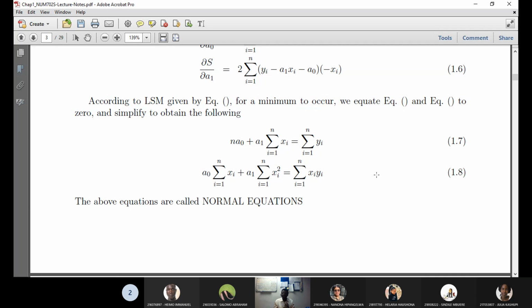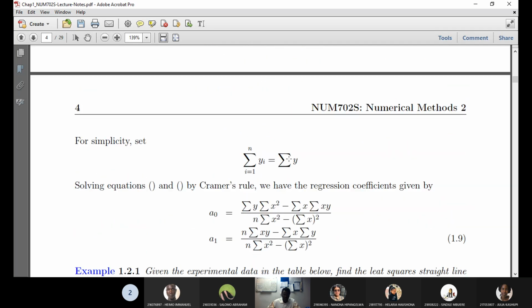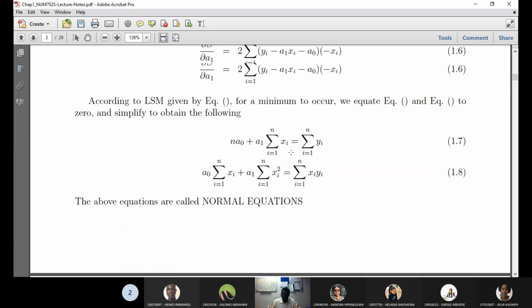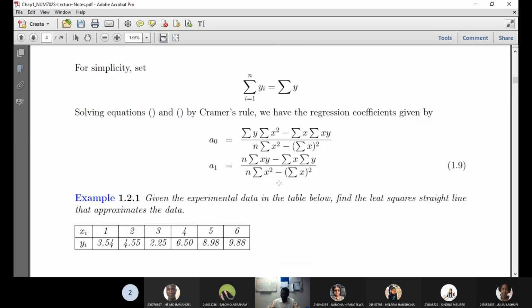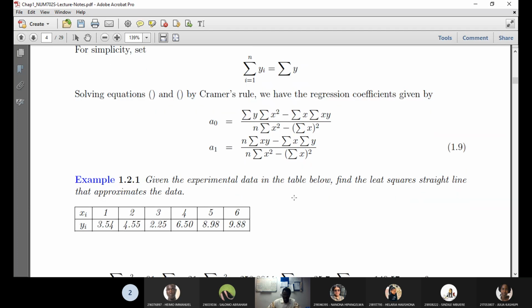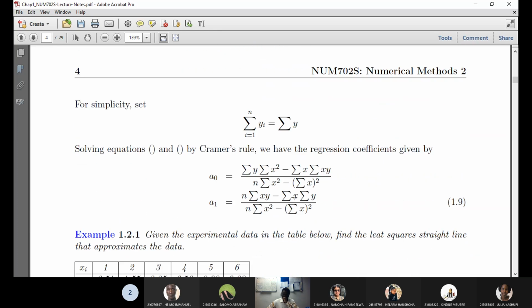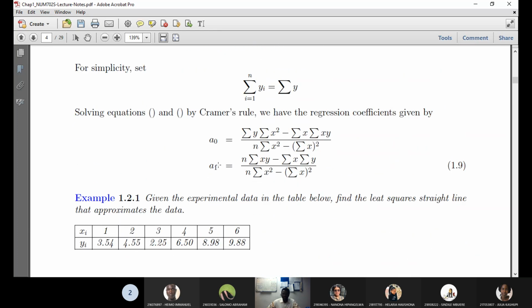So A0 and A1 will be determined in a unique manner. If we solve this linear system, there are many methods. You can use Cramer's rule, that's even the easiest for this case. So if we use Cramer's rule, this is the formula for A0 and this is the formula for A1.